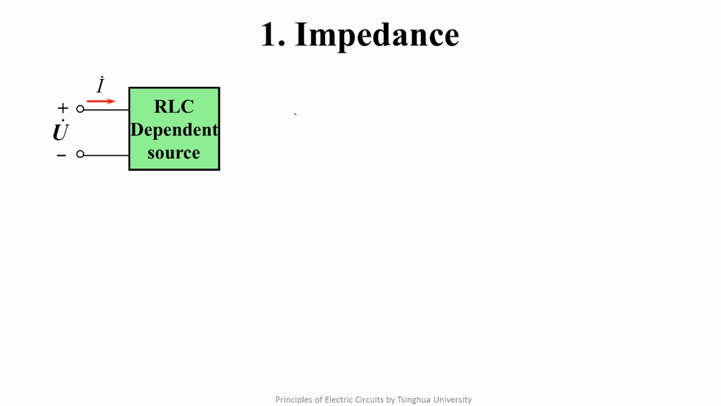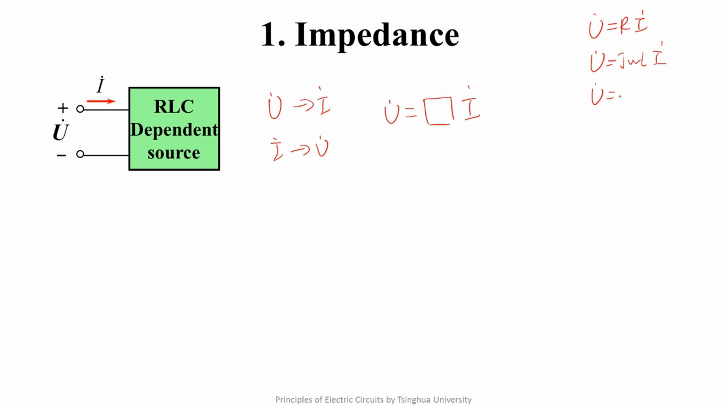For this circuit, we can use the method of solving the current with given voltage or solving the voltage with given current to get that U equals what times I. Inside the one-port circuit, the characteristic of resistor is U equals R times I. The characteristic of inductor is U equals J omega L times I. And the characteristic of a capacitor is U equals minus J times 1 over omega C times I. After the transformations, this part should be a complex number. We define it as Z, that is impedance.